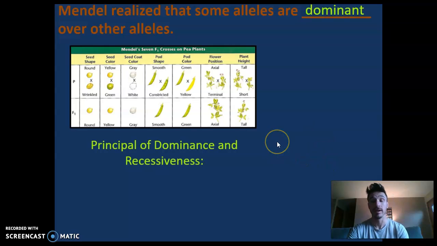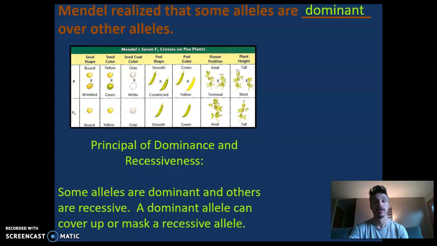And this is where Mendel would begin to lay the foundation for his first law, the principle of dominance and recessiveness. So some alleles are dominant and others are recessive. A dominant allele can actually mask a recessive allele, giving it the appearance that it's not even there and that you do not contain that gene or that allele within your genome.